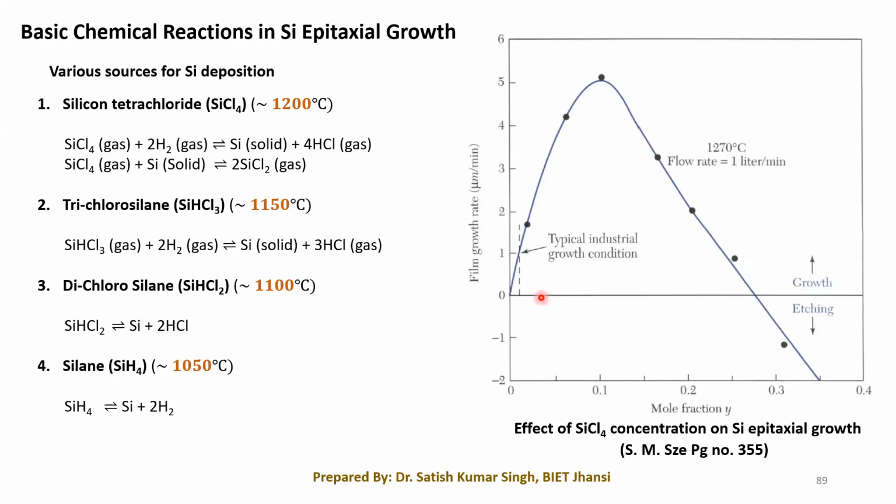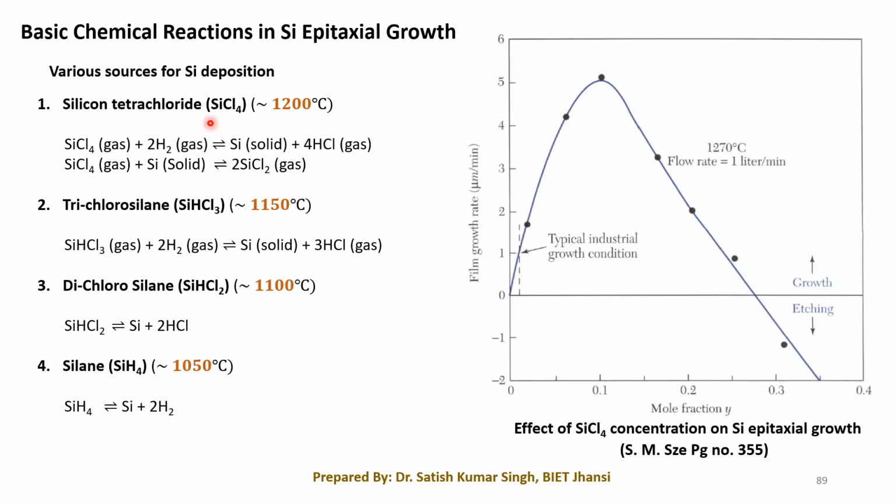So now we can look at the various chemical reactions. As I already explained, these chemical reactions may be bidirectional. For example, if we want to grow the silicon epitaxial layer, the various sources include silicon tetrachloride. You can use SiCl4, and the reaction temperature may be more than 1200 degrees centigrade.